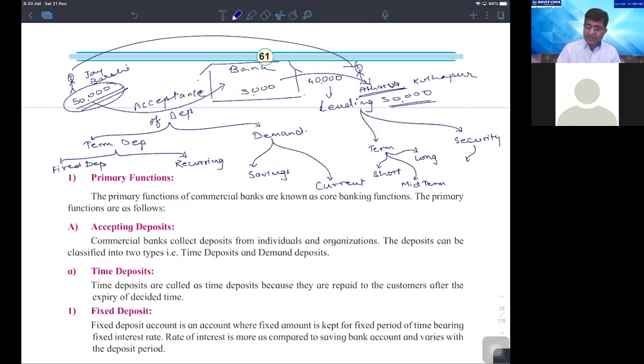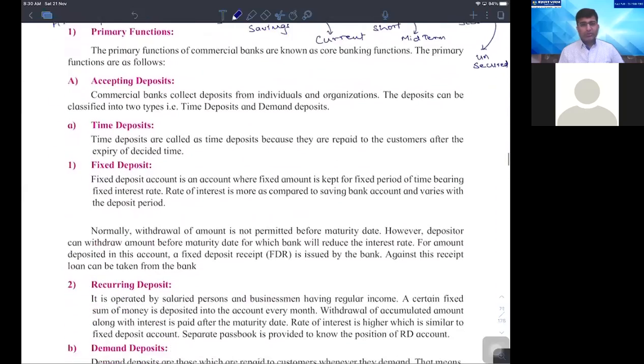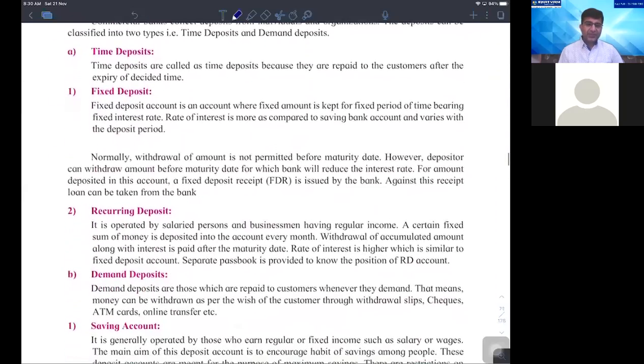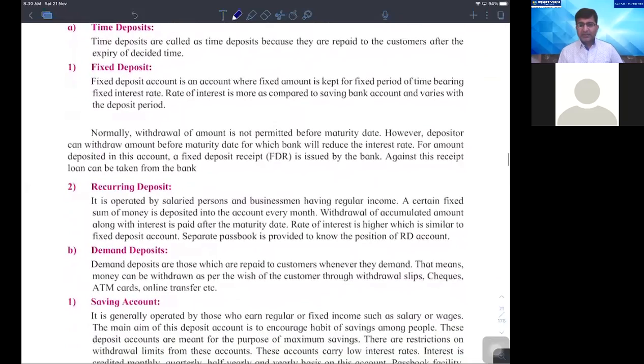Based on security, it can be secured or it can be unsecured loans. Am I right? So this is how you make the division, in fact not distinction, of the different types of loans. I'm not going to read this text. It is quite clear and simple.